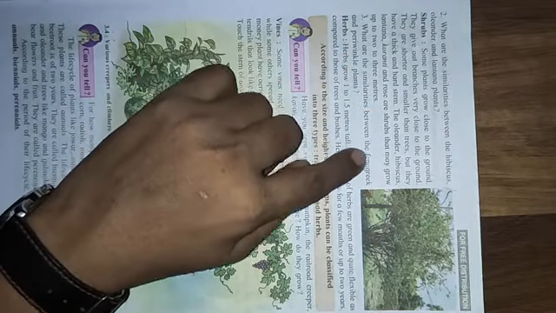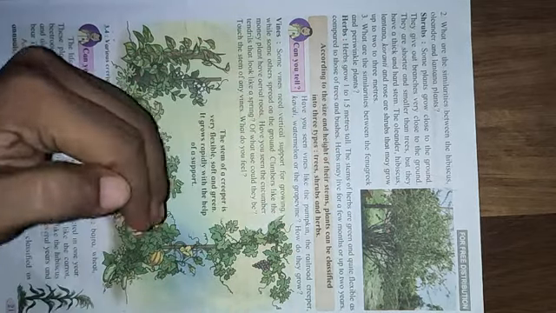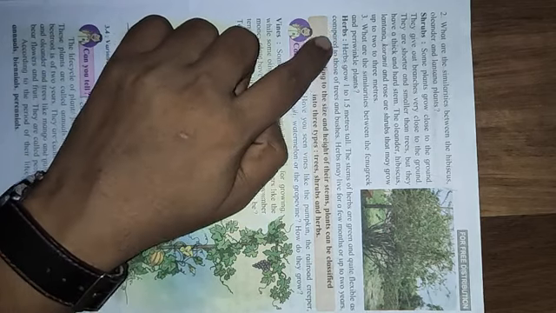Then, what are the similarities between the fenugreek and other such plants? That means their heights are short. They are called herbs.